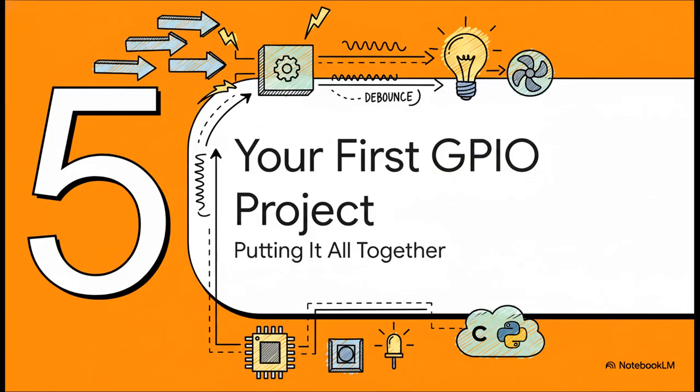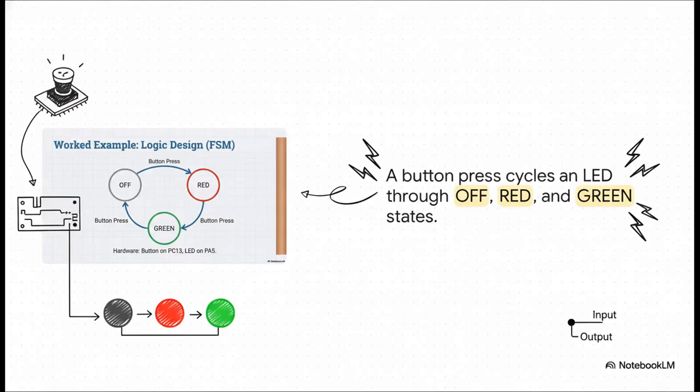All right, theory time is over. Let's put all these pieces together. We're going to walk through a simple project that uses everything we've just talked about: inputs, outputs, and yeah, that debouncing trick. So here's our game plan, laid out as a simple state machine. We start with the LED off. We press the button once, and boom, we're in the red state. Press it again, we transition to green. One more press, and we cycle right back to off. Super simple, totally clear, and it just uses one input and one output.